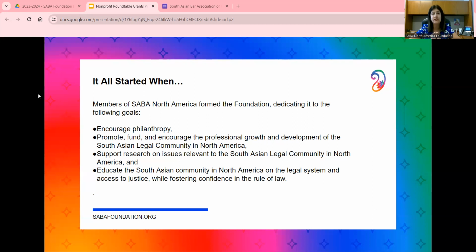So our goals were to encourage philanthropy, promote fund and encourage the professional growth and development of the Asian legal community in North America, support research on issues relevant to the South Asian legal community in North America, and to educate the South Asian community in North America on the legal system and access to justice while fostering confidence in the rule of law. Access to justice is a common theme, both when we formed and now, as you'll see through the presentation.